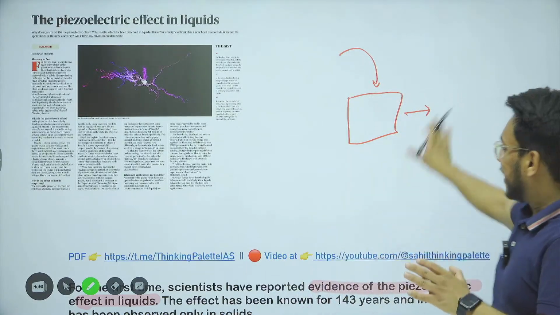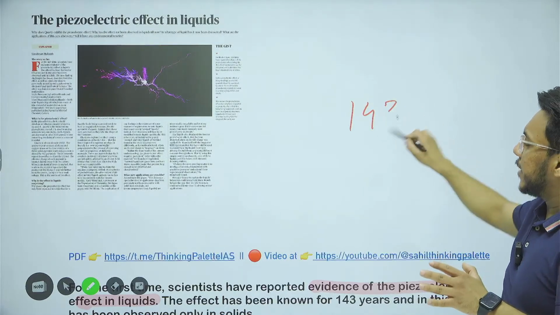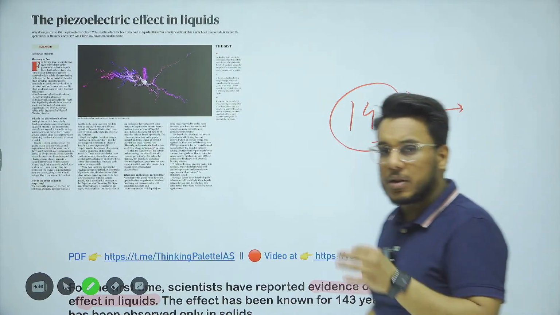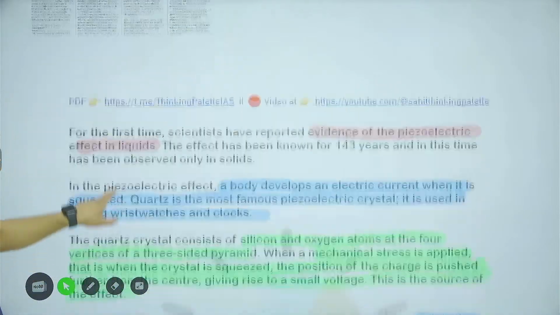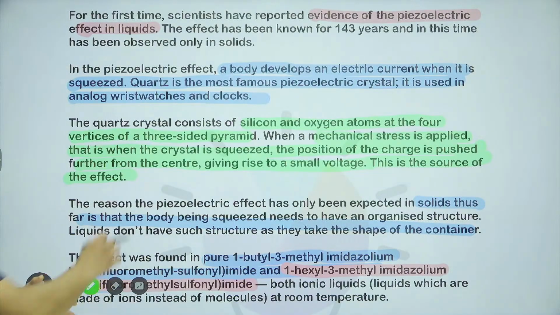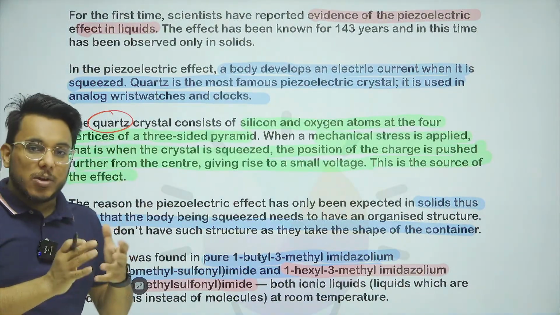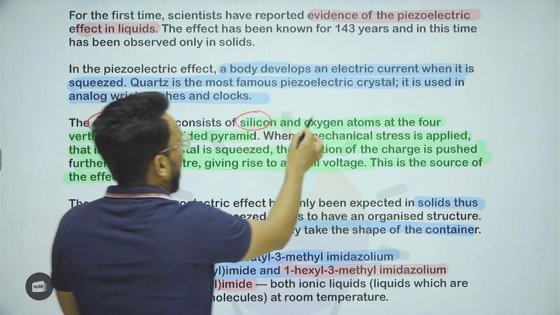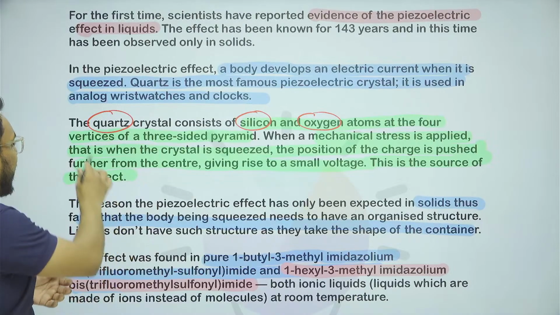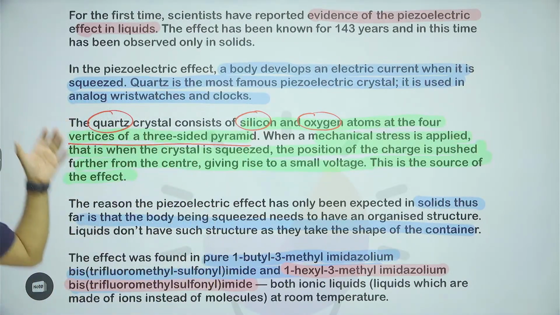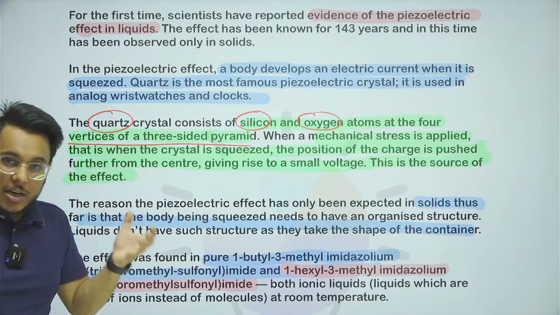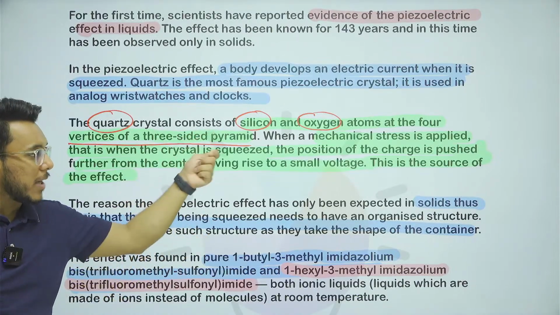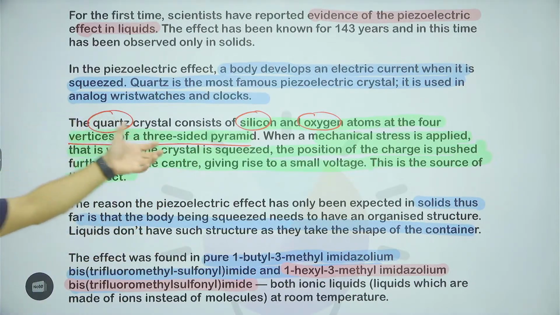Fine. So the piezoelectric effect has been known for the last 143 years. But up till now, it has only been observed in solid elements. For example, quartz. In the quartz crystal, the piezoelectric effect is visible. The quartz crystal is made up of silicon and oxygen atoms, which are organized at the four vertices of a pyramid. So the quartz is a solid, and its internal structuring is pyramidical. At the four vertices of that pyramid, there are silicon and oxygen atoms.